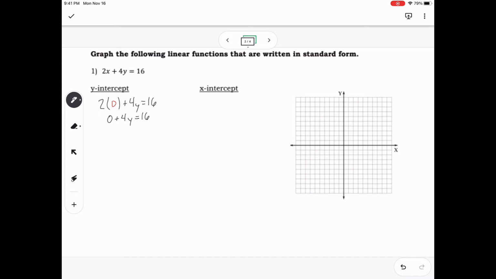And then 0 plus 4y is 4y. So like I said before, that 2x goes away. And so now I can divide both sides by 4, which gets me 4. So I should end up having an ordered pair where there's your 0 for x. Here's my y, which is 4. So I get the ordered pair of 0, 4. Then the same idea over here for the x-intercept. I plug in 0 for y.